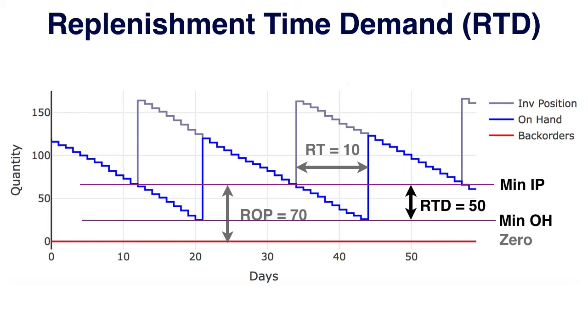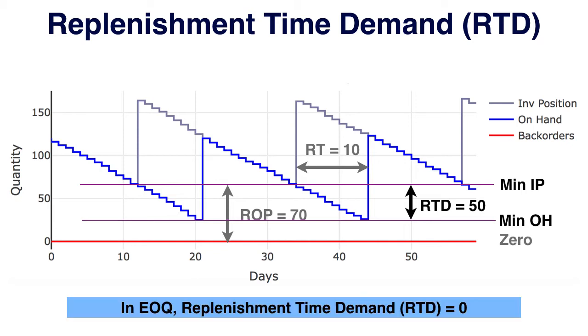So replenishment time demand is essentially how much demand has occurred while the order was still open, right? We placed an order for replenishment, but it is still open until the point it is shipped, or it is received. So during that time, how much demand has occurred, and that's the RTD. So in EOQ, again, in economic order quantity, replenishment time demand equals 0. Why? Because the replenishment time equals 0.